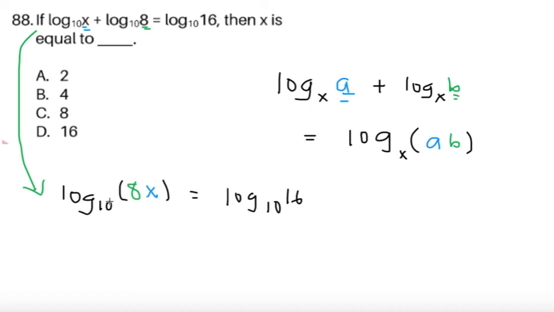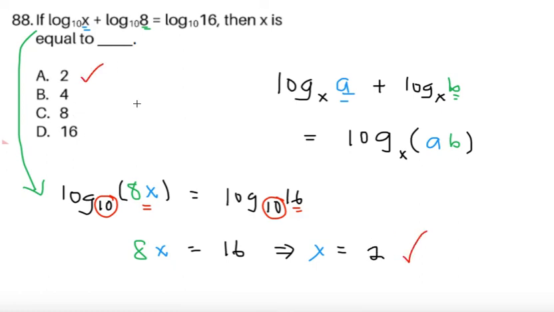Now they both have the same base of 10, so we can equate whatever is inside here. So it's going to be 8x. So 8x equals 16, so it's just a matter of solving for x now. Divide both sides by 8. x would equal 16 over 8, and that's equal to 2. So it will correspond to choice A. So just properties of logarithms for this item.